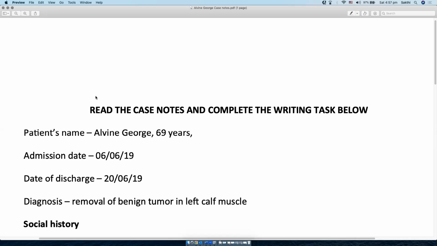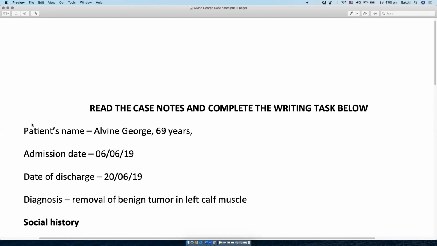Firstly, let's jump onto the case notes of the patient, Mr. Alvine George. Firstly, we need to read the case notes for 5 minutes and then we have to complete the writing task in 40 minutes. Let's go through these case notes now.